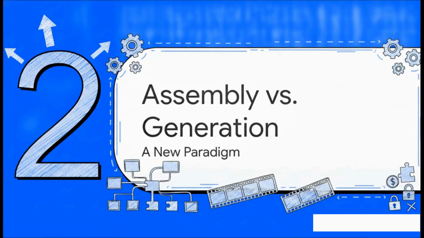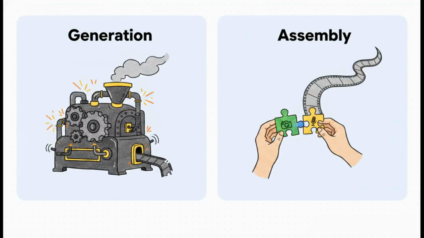Section 2. Assembly versus generation. A new paradigm. Now, what's really interesting here is the paradigm shift we need to make. If you want length for free, you've got to stop looking strictly at AI generation. Generation is computationally heavy, it builds original pixels entirely from scratch, and it stubbornly maxes out around 15 seconds.